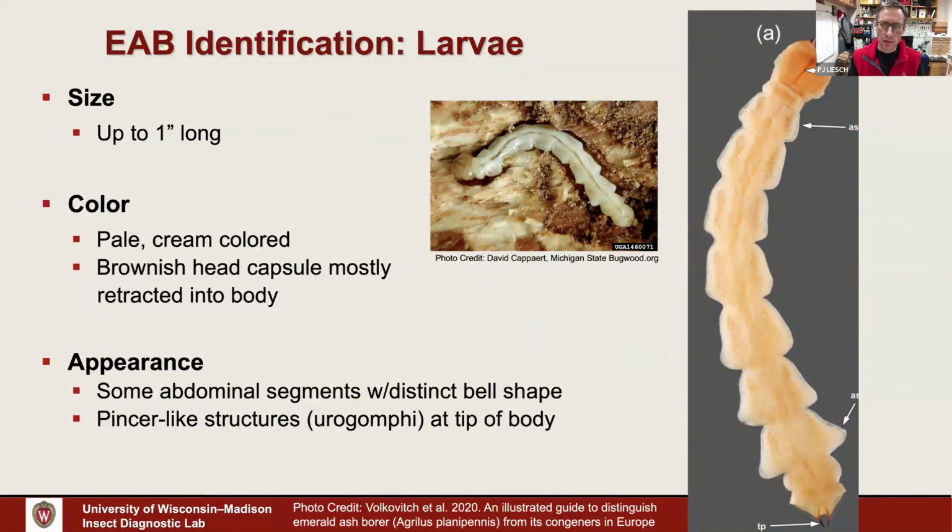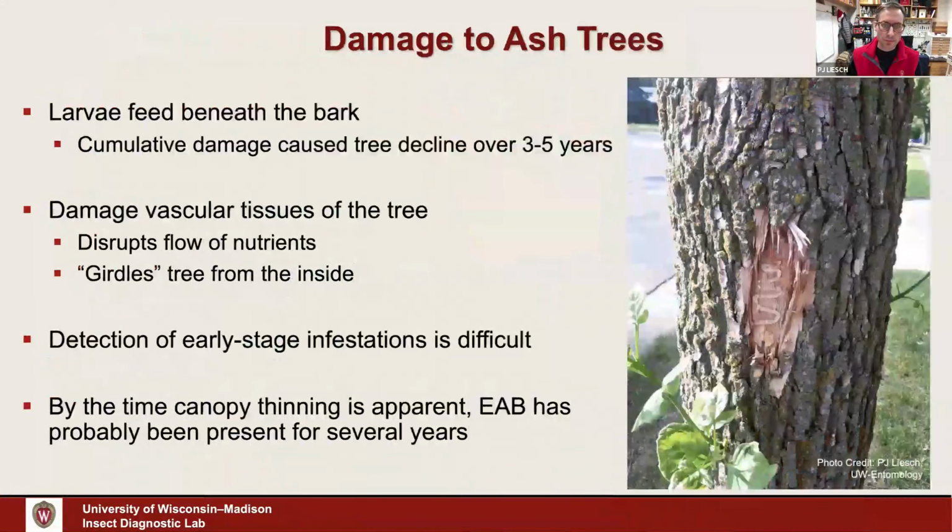You can really make out the abdominal segmentation though, and especially towards the tip of the body, some of those segments have a distinctive bell-shaped kind of flare to them. So that's helpful. And then at the very end of the abdomen, there's these two kind of pincher-like structures. Those are called urogomphi. They can't pinch with those. They can't sting or anything like that. Urogomphi are commonly used to identify larval beetles. It's just a common feature. And for this type of insect, it can be very useful to confirm the identity of this specimen.